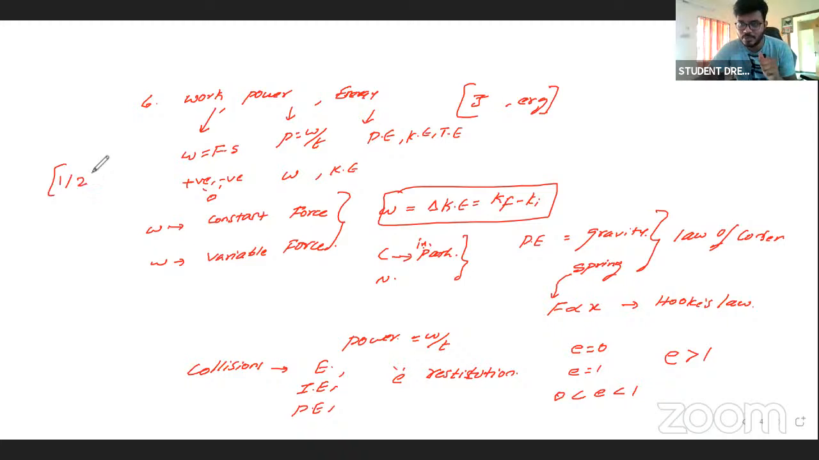In this chapter we can expect 1 to 2 questions. Very easy chapter, important topic. And this is for NEET. As far as IIT is concerned, laws of motion and work, power, energy are very important topics. We can expect 2 questions, and in some cases more than 2 questions. Problems are very important here. And this is your 6th chapter.